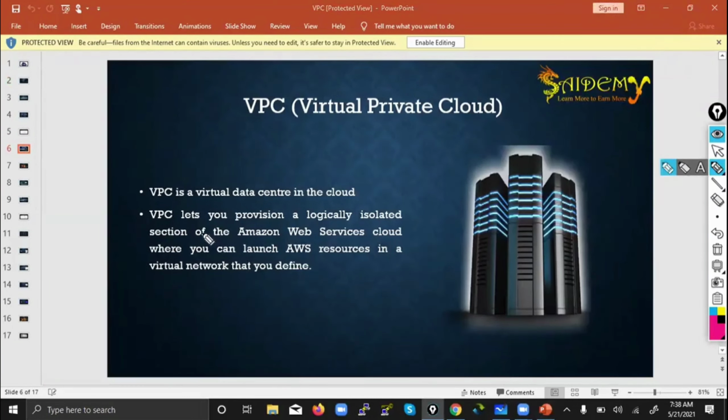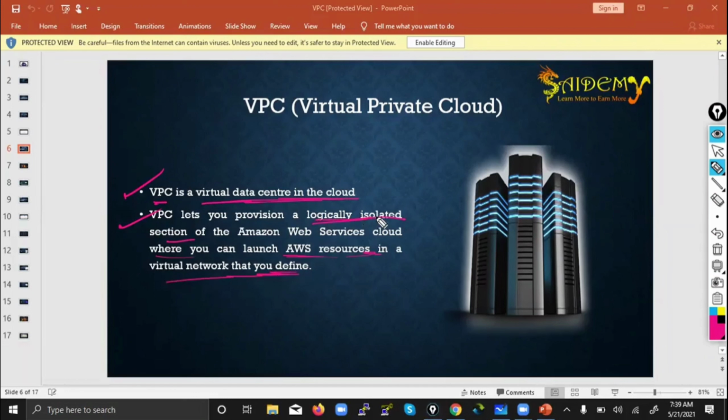So from here we will be discussing what is the definition of VPC. VPC is a virtual data center in the cloud. That means it's your own network. You have launched your own network as a cloud in the cloud because of the virtual thing. Next, VPC allows you to provision a logically isolated section of Amazon Web Services cloud where you can launch AWS resources in a virtual network that you define.